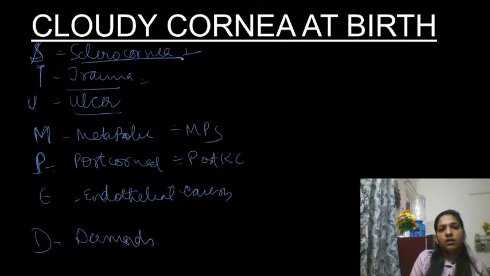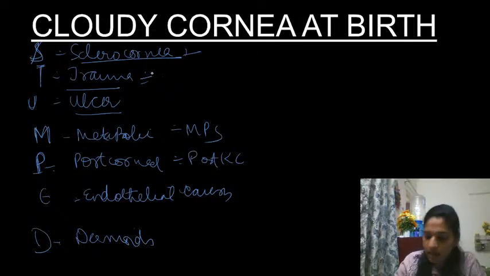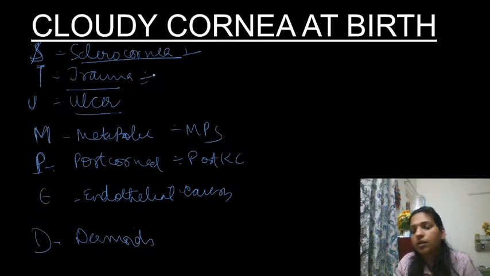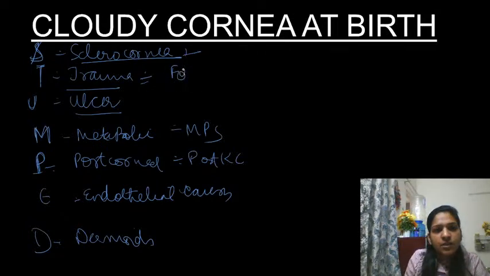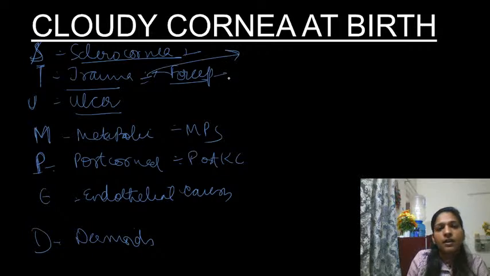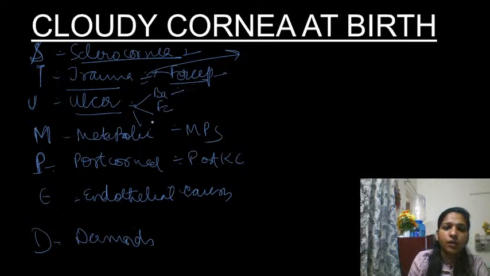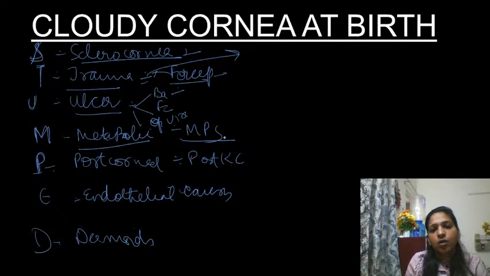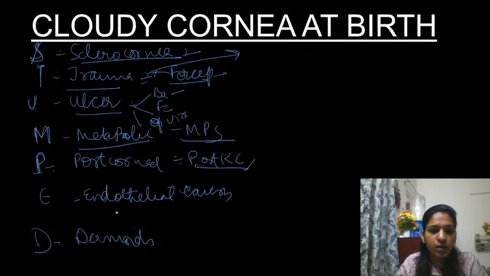Now, trauma: any trauma which can occur during birth or delivery, like forceps delivery, can cause trauma to the eye, and if trauma occurs to the cornea, it can lead to cloudy cornea at birth. Ulcer, I have already told you many times: bacterial ulcer, fungal, like in ophthalmia neonatorum, and viral. Metabolic is mucopolysaccharidosis. Posterior keratoconus can also be the cause.